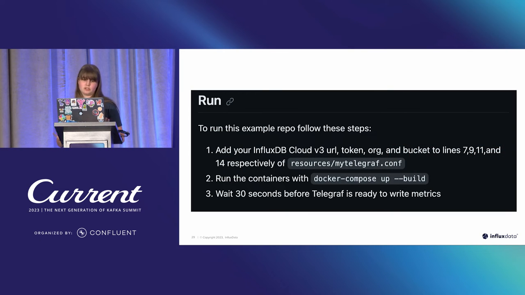To run this, it's extremely simple because we've put it all in Docker. Once you run the Docker compose build, it builds everything up for you, and then it pretty much just runs. The big thing is that you're going to need some basic credentials: a URL, a token, an org, and a bucket. And bucket, in this case, just means database. Basically, you just need these things to tell Telegraf where you would like it to send your data.